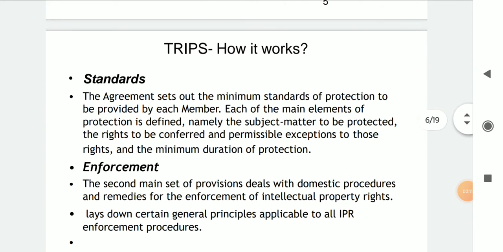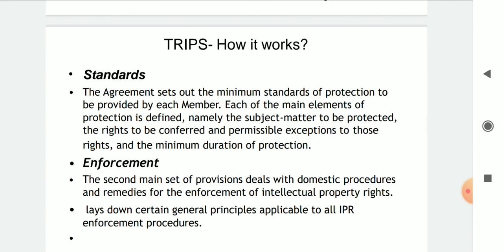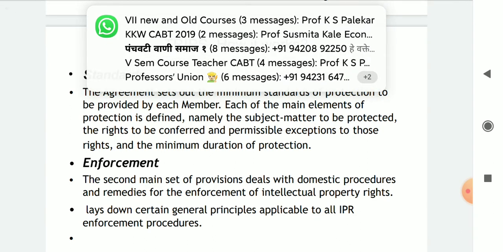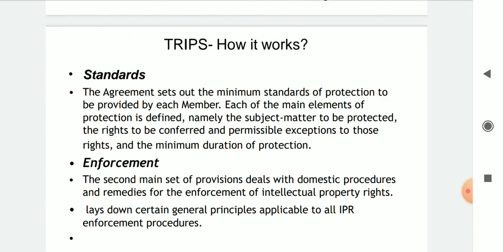Then TRIPS, how it works. The standards: the agreement sets out the minimum standards of protection to be provided by each member. Each of the main elements of protection is defined, namely the subject matter to be protected, the rights to be conferred and permissible exceptions to those rights, and the minimum duration of the protection.